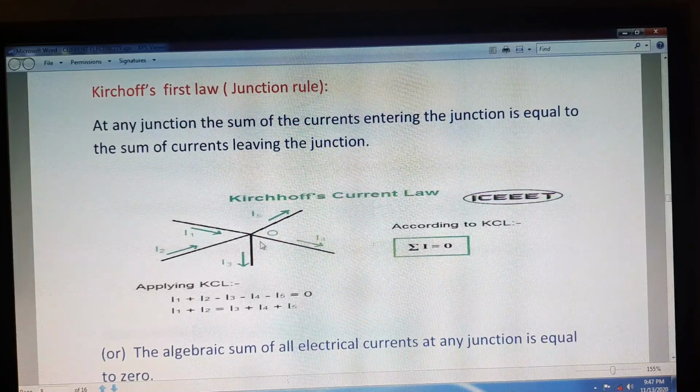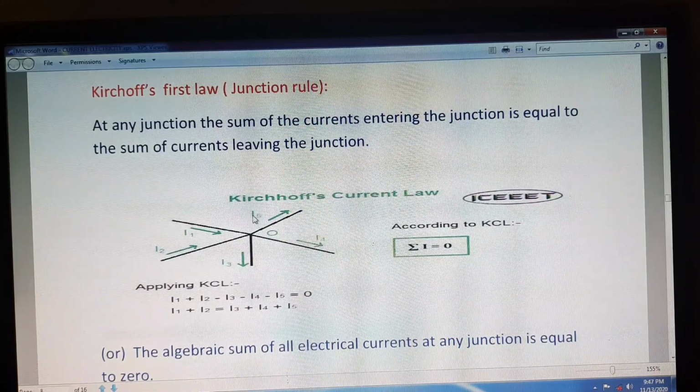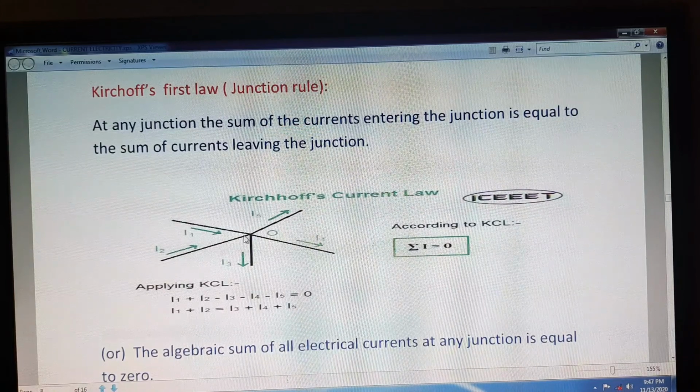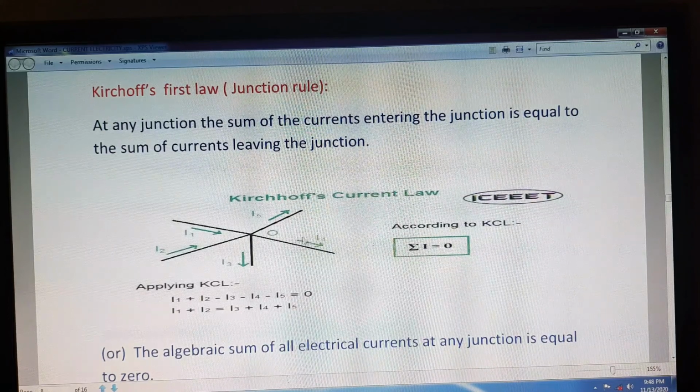We can observe this diagram. The sum, meaning the total, of the currents entering the junction. Here we have to take 5 currents, I1, I2, I3, I4, I5. Which currents are entering the junction? I1, the arrow mark is towards the node junction, so I1 is an entering current, and I2 is also an entering current, but I3 is leaving from the junction, and I4 current is leaving from the junction.